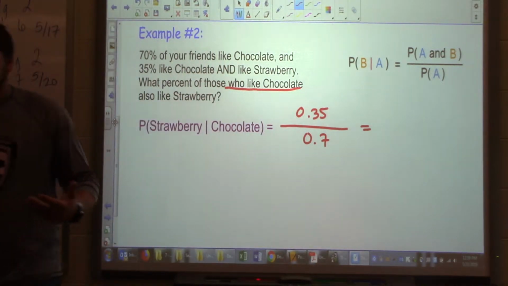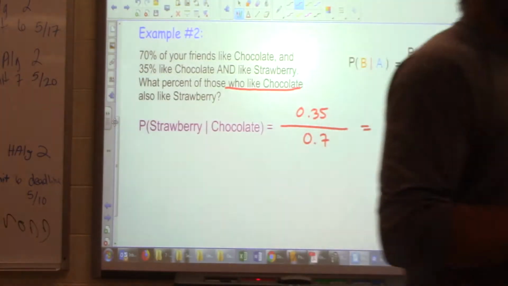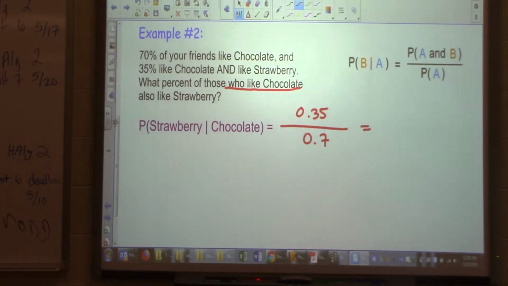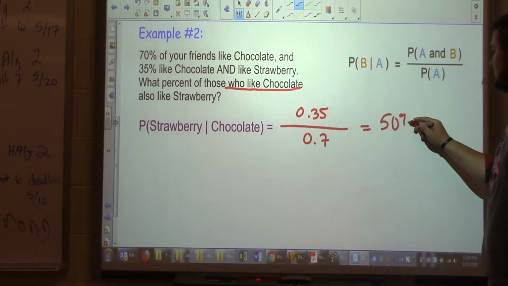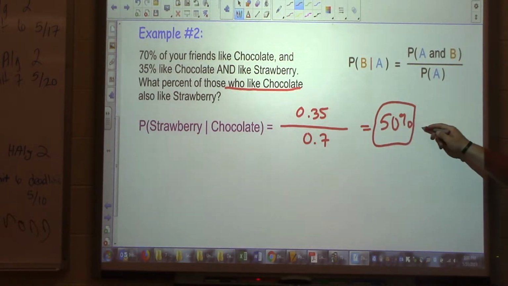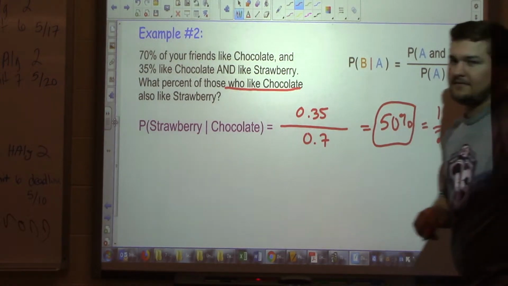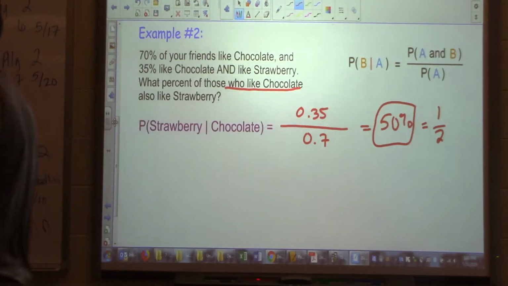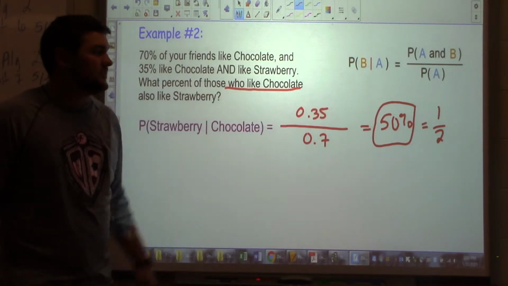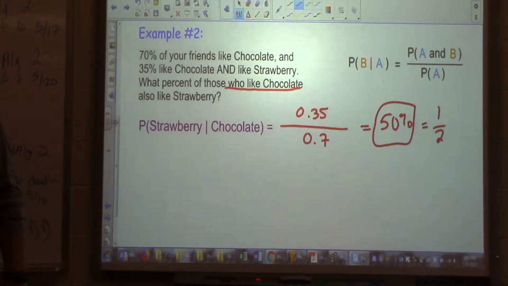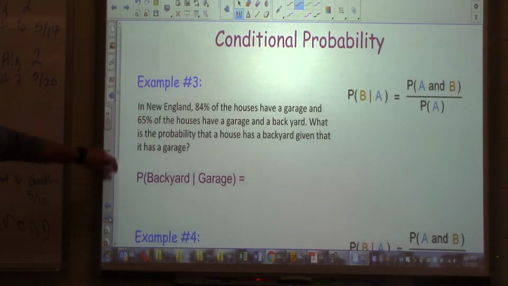What does that give us? 50%, right? Or 1/2. I like to use percentages. Same thing as 1/2. If you want to write it as a fraction, you can. So the probability they like strawberry given they like chocolate is 1/2 of them. Does that make sense? Okay. Try another one.